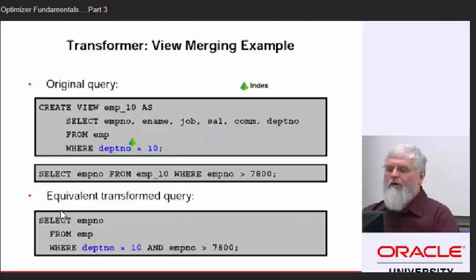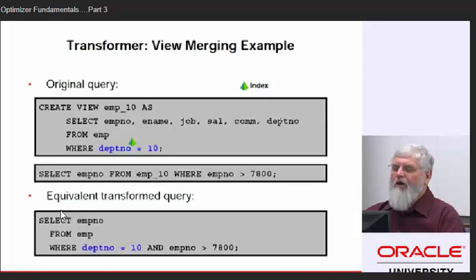So in this view, we're going to pick a subset of the columns from the employee table, the employee number, their name, job, etc., but we also want to limit it to just the members from Department 10. That's why we called it Employee 10. So we store this query as an object, and then we can do a select against the view, and it just means that the select becomes simpler.